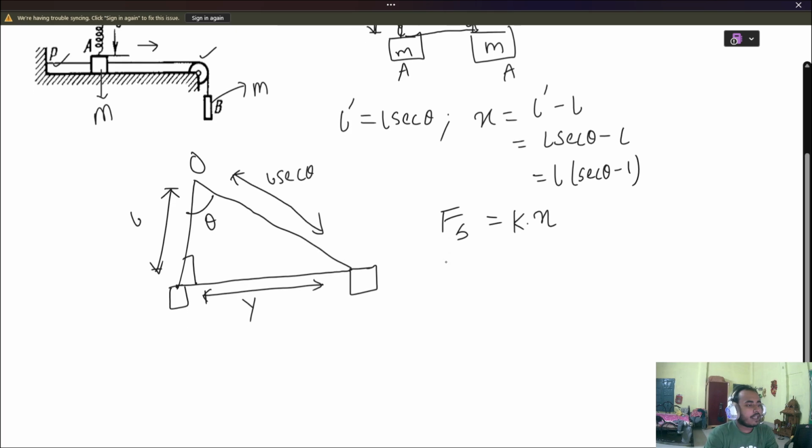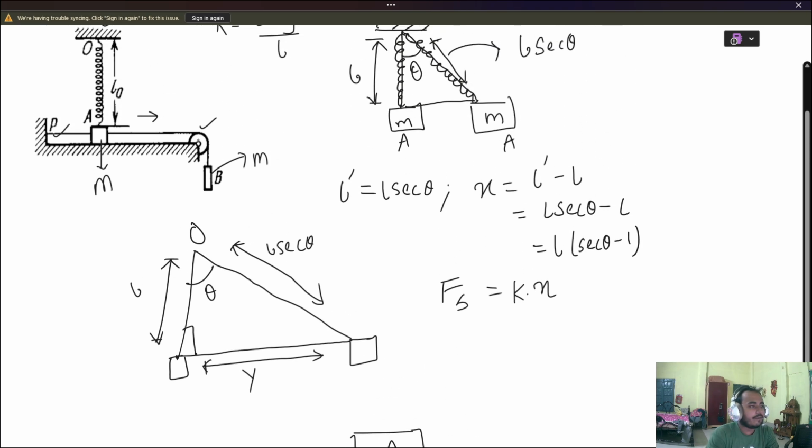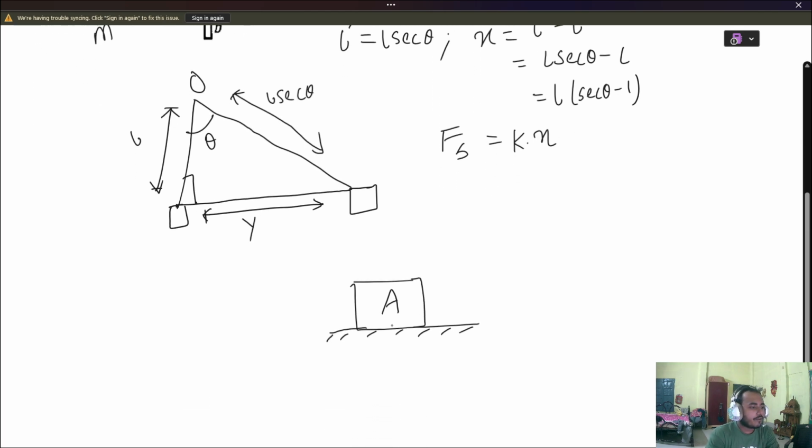So on the block A, when it has moved some distance, let's say this is the block A, and this is the ground on which it is standing, right here. The block has moved some distance, like here. So first of all, gravity acting on it gives a force mg downwards, right?